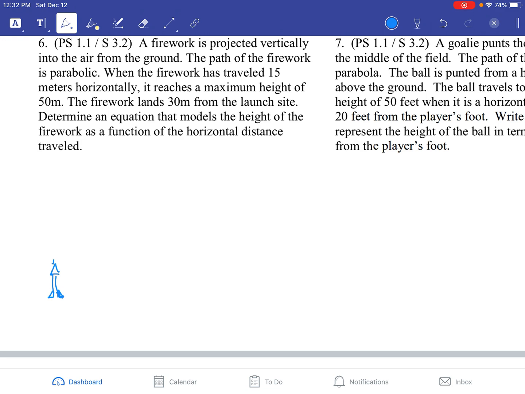All right, it's going to go up in the air, and the highest point is going to be 50 meters. This is 50 meters, and horizontally it traveled 15 meters. So this is 15 comma 50. It says it lands 30 meters from the launch site. So this is going to be 30 comma 0.